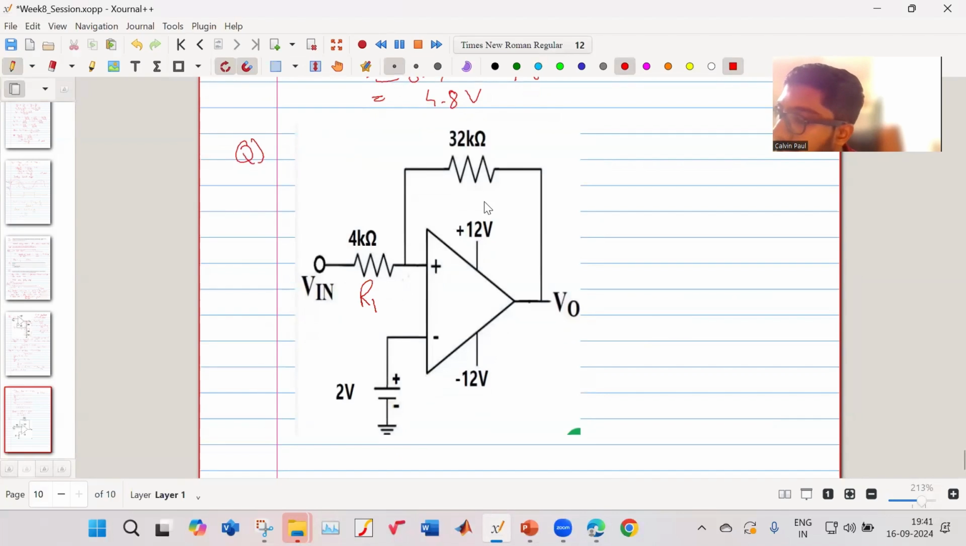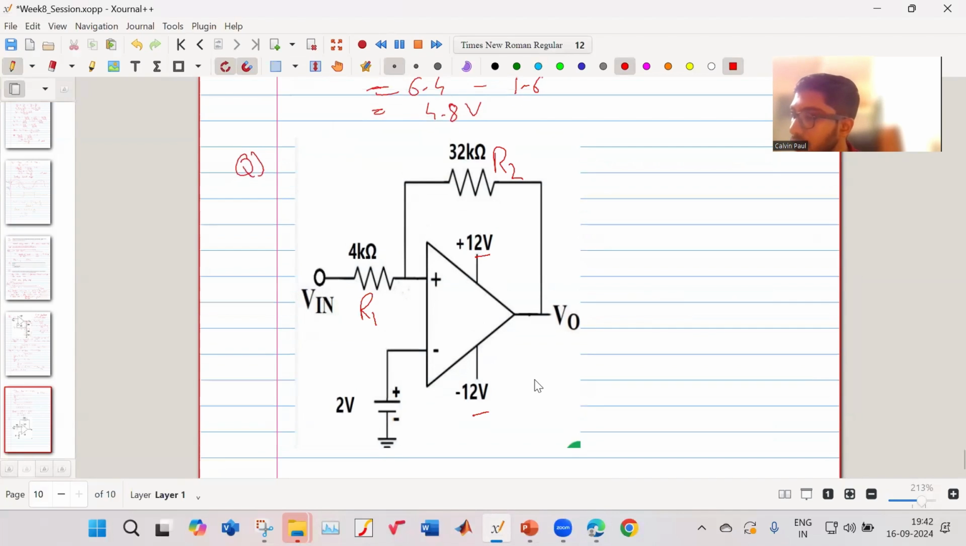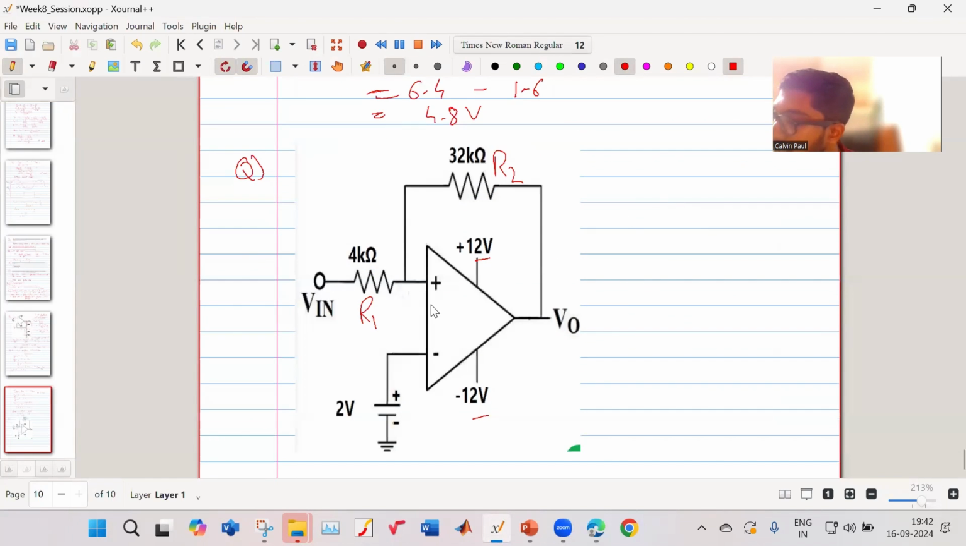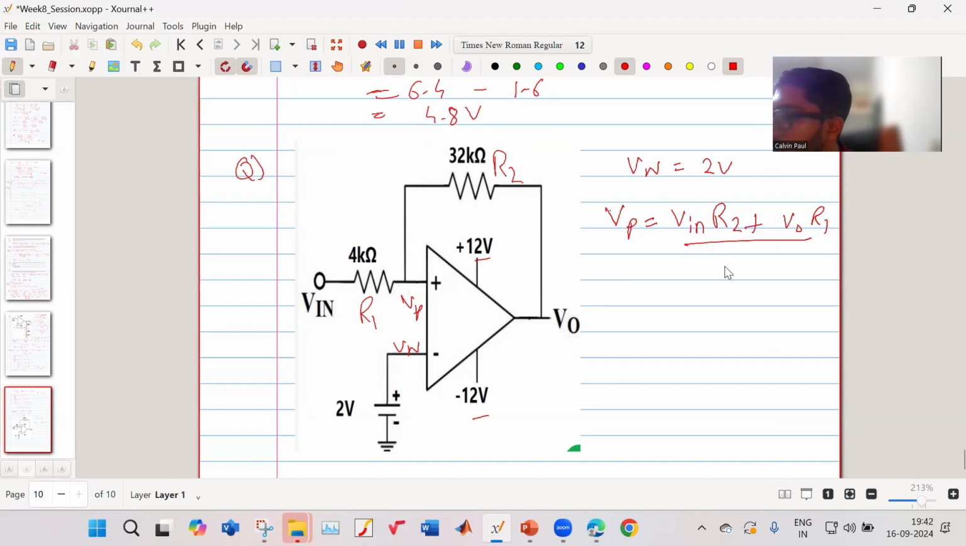Let us say this is my R1, this is my R2. Okay. Again, they've used 12 volt and minus 12 volt, so our V supply is fixed. We know one thing, that this is my VP, this is my VN. My VN is 2 volt, fixed. What is my VP? If you guys remember, we have done it, we have proved it. It is VN into R2 plus V output into R1 by R1 plus R2. Okay, this is the expression.